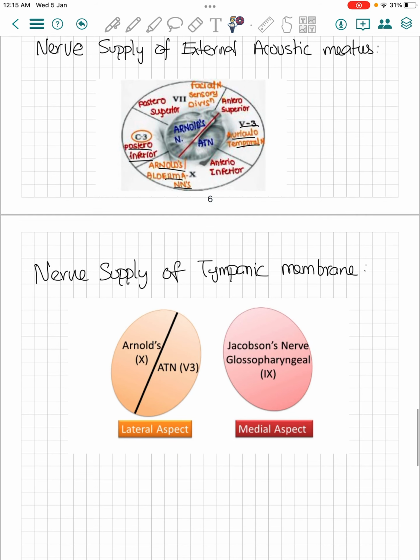Okay, then the last part is the nerve supply of the tympanic membrane. The lateral aspect, when you come through the external ear, is supplied by Arnold's nerve, part of the 10th nerve, and the auriculotemporal nerve, part of the 5th nerve, guys, the 3rd branch of the 5th nerve. And the middle aspect of the tympanic membrane is supplied by Jacobson's nerve, part of the glossopharyngeal nerve, guys.